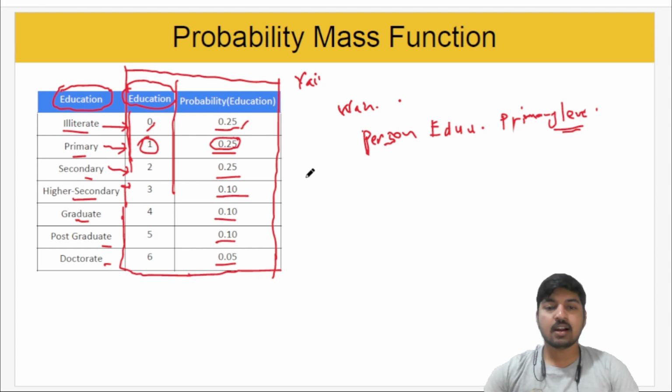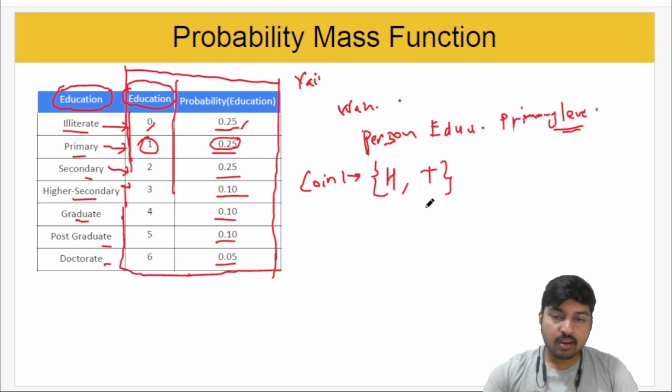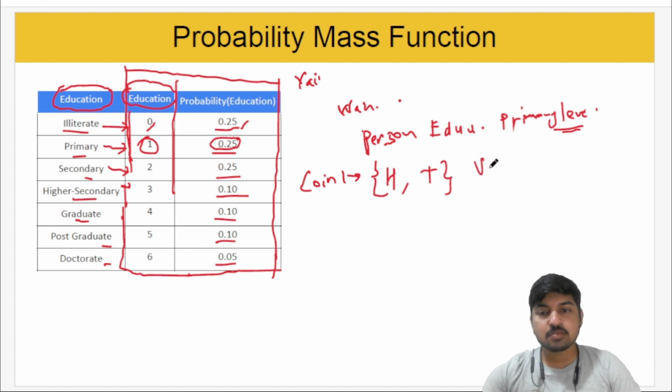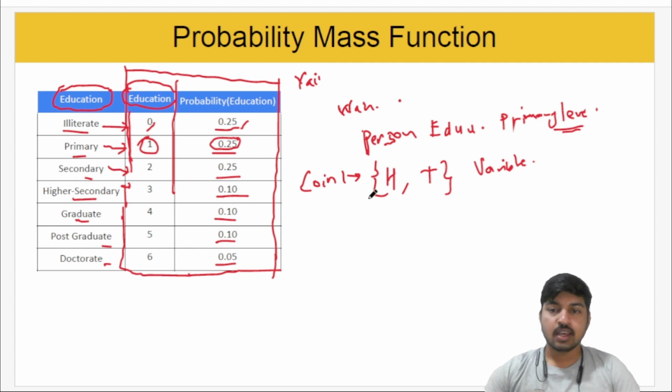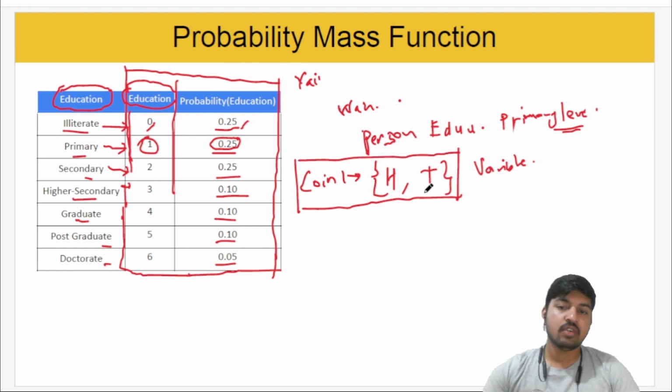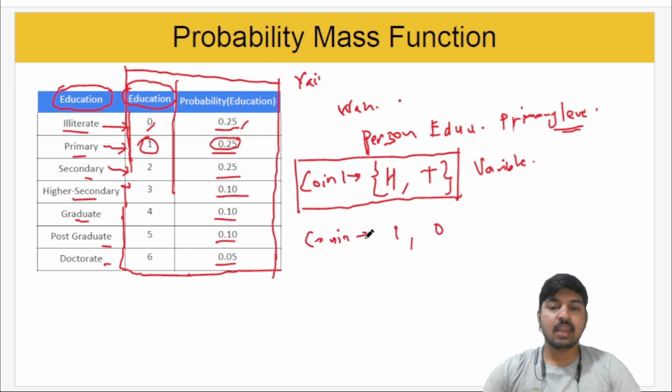Suppose you take a coin. If you toss a coin, what are the possible outcomes? Head, tail. So I will write H for head, T for tail. In that case, this becomes my variable. If I tell you only this information, you know that coin is a variable that takes the values H and T. Now what I did, I mapped H with 1, tail with 0. So now it became my random variable.